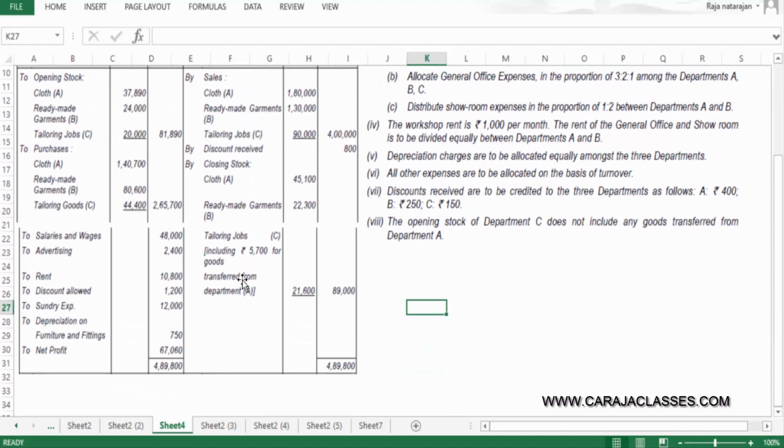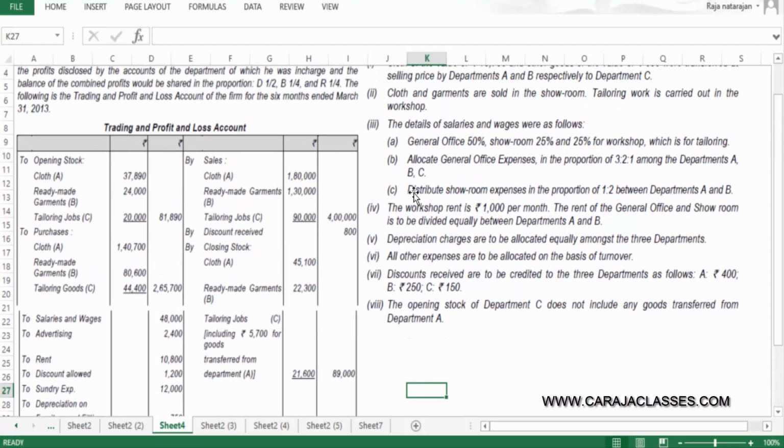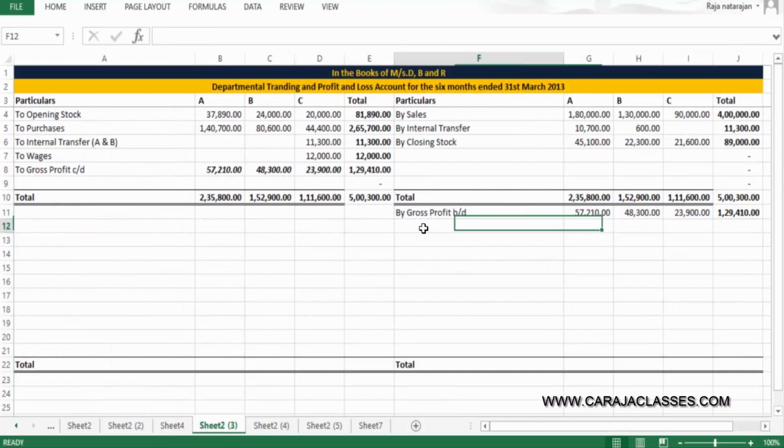Next we have other items. See here, one item which we can take into consideration is this discount received, that is 800. Now how are we going to distribute this discount received? What is the pattern? It is given directly in the question. Please split it as 400, 250 and 150. Let's do that. By discount received, it's going to be 400, 250 and 150, and so the total is 800. Fine, that is taken care of.